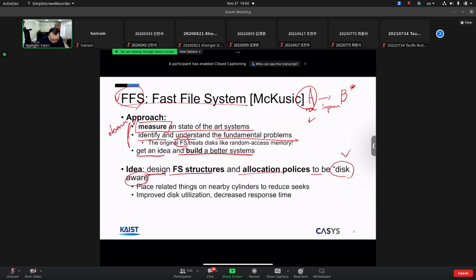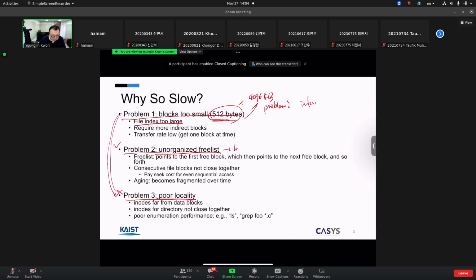I want to redefine the file system design and make it disk aware. So to measure, look at the file system operation design. These are the observations. From the measurement, the FFS authors identified three problems: problem 1, problem 2, problem 3. Each problem has to be backed by some experiment.